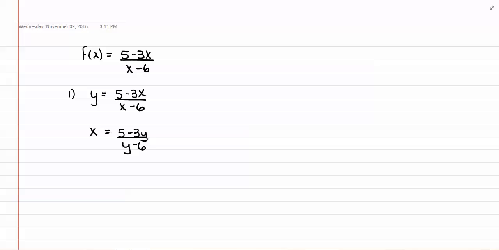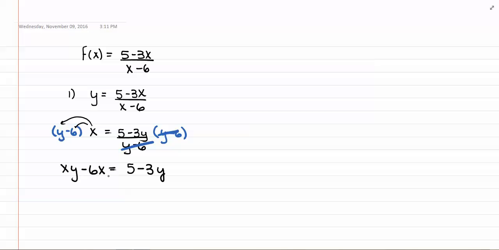Clear the fractions, because you're now trying to solve for a variable, so clear out your fractions. And get rid of parentheses, just like you would solving any equation. So we have xy minus 6x equals 5 minus 3y.